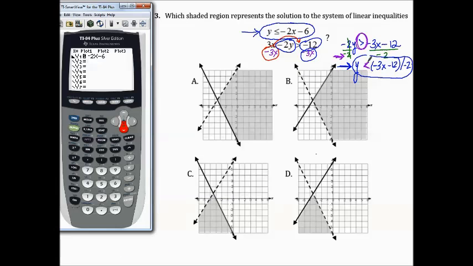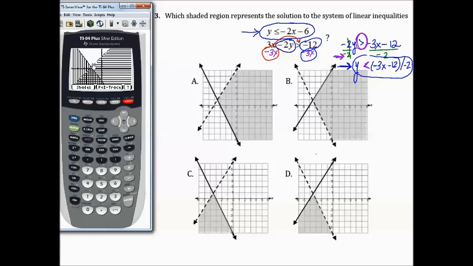Y2 would be this other inequality. It has a less than without an underline, so when you move over on top of the equal sign, you select the less than with no line under it. Right here, move over to the right, type your inequality. Remember, we can't do alpha, y, enter to do our fractions, so we're going to put a numerator in parentheses here, negative 3x minus 12, and all of that is divided by negative 2. Now you can hit graph.